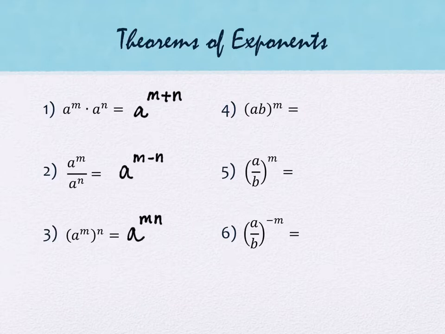4 and 5 feel very much like a distributive kind of process. So when we have ab to the power of m, it means we're going to have a to the m and b to the m. And then in very like fashion, on number 5, we have a to the m over b to the m.